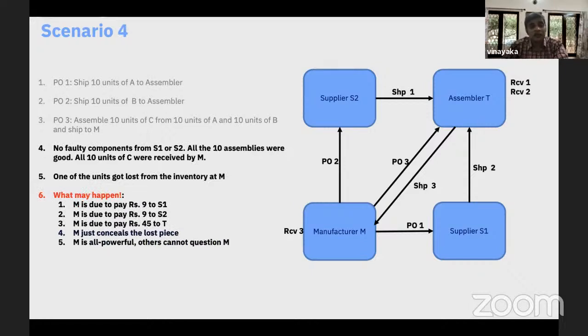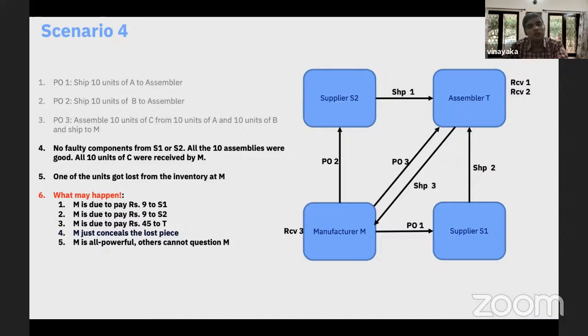There could be another scenario wherein there was no faulty component and all the 10 assemblies were good, and all the 10 assemblies were actually sent to the manufacturer, okay? And one of the units got lost at the inventory of M. Typically what happens in this kind of situation is that M is a very powerful entity, and M is able to arm twist others to say that, no, I only received 9 units and this is what I'm going to do, right? So this is, of course, a very, very bad situation to be in, right?